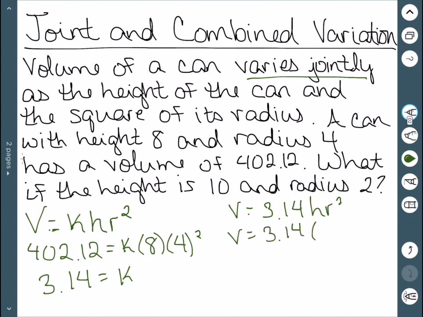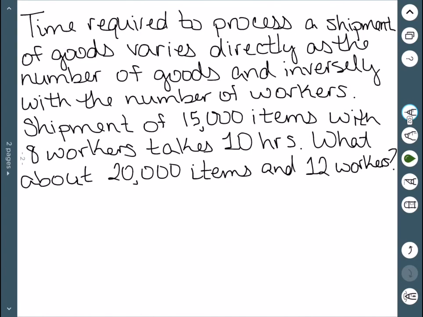I now want to change to a height of 10 and a radius of 2. And when I do this, I get a volume of approximately 125.66. We'll now look at the time required to process a shipment of goods varies directly as the number of goods and inversely with the number of workers on the shipment. A shipment of 15,000 items with 8 workers takes about 10 hours. So we want to know how long it'll take 20,000 items and 12 workers.